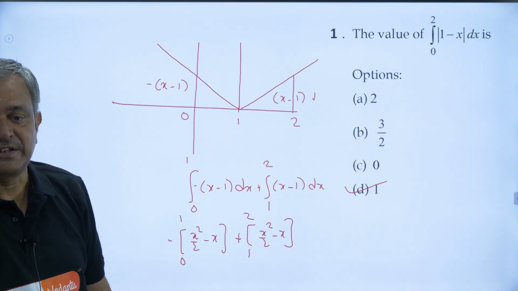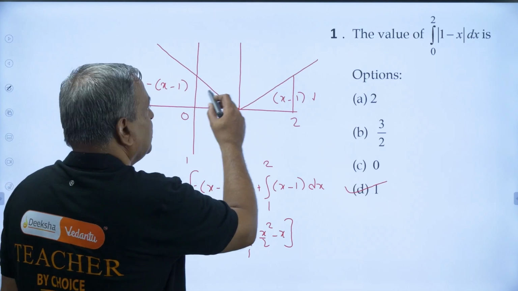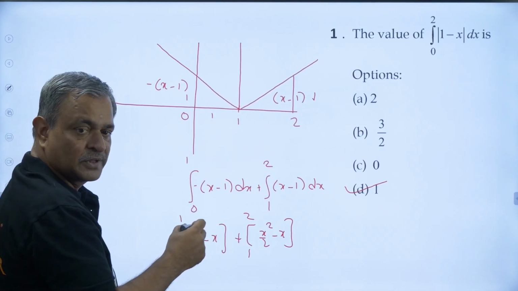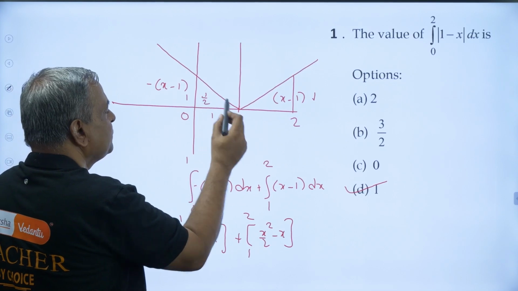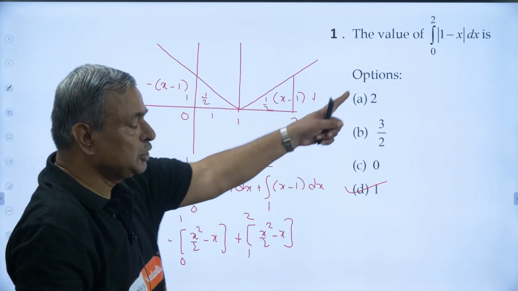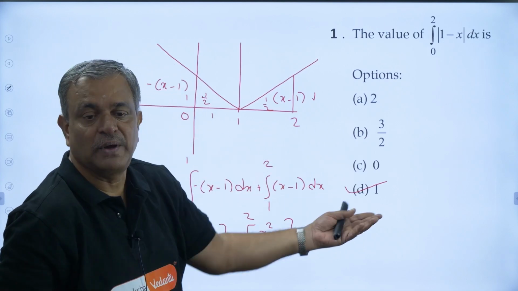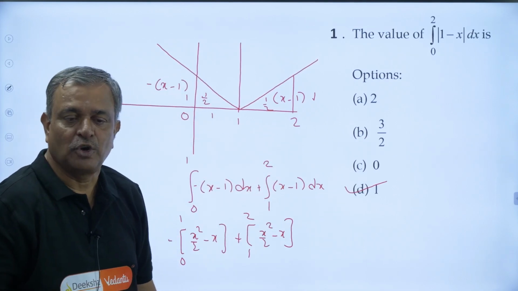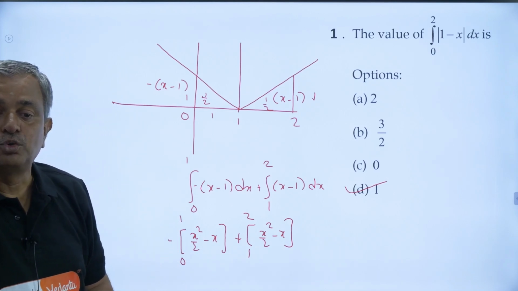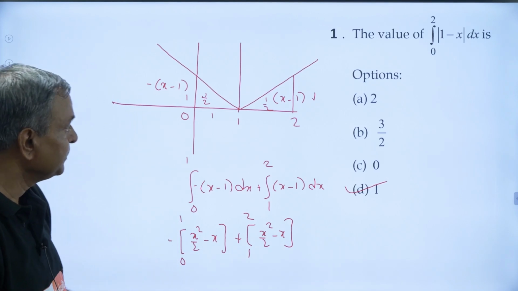Now I'll tell you the shortcut method for this. If we put x equal to 0, this is 1 and this is 1. So the area will be how much? Half. This area is half because this is 1 and this is 1. If you put x equal to 2, then also 1. Half and half is 1. So without integral calculus also, you can solve this question. Half plus half is equal to 1 if you do a proper graph.